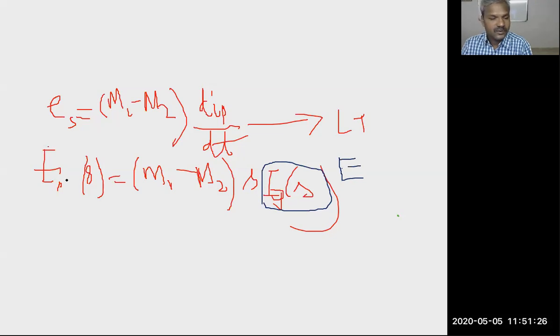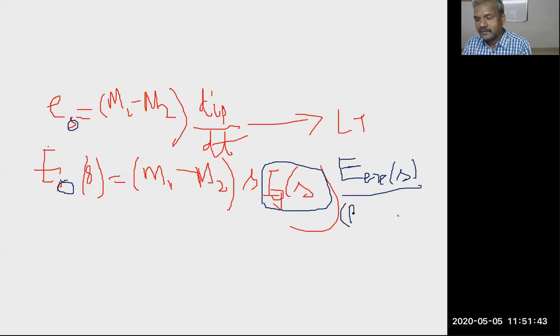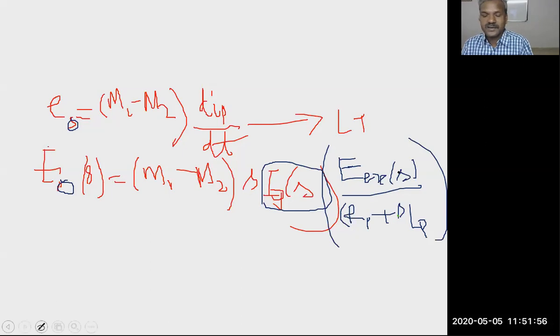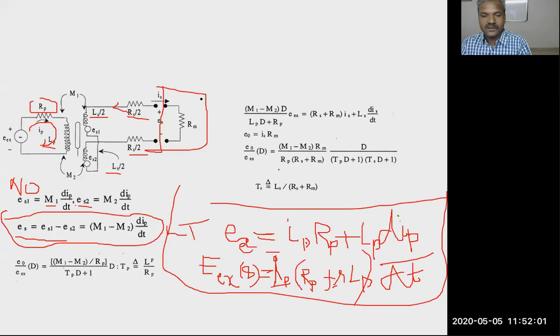So this is the output, E naught of S, the secondary output. So E naught of S divided by RP plus S LP, right? So what is the transfer function when the output is no loaded?